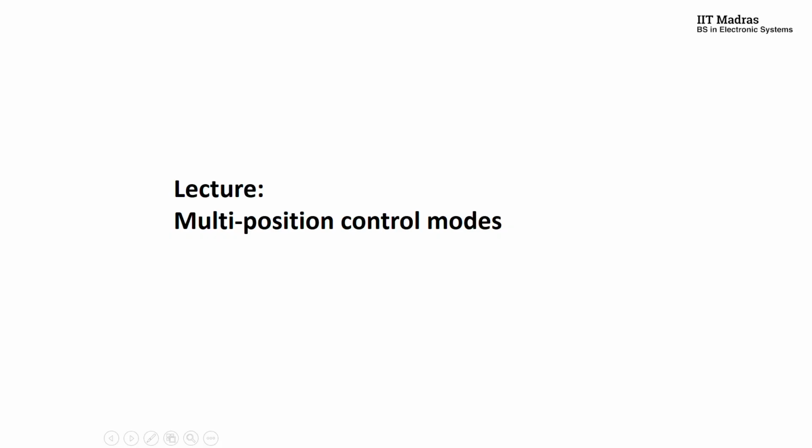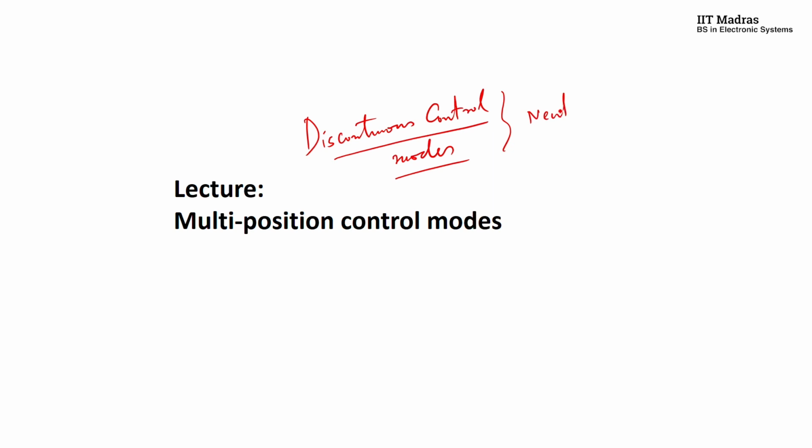Hello friends, let's continue our discussion on discontinuous control modes. Okay, so we were discussing discontinuous control modes, right? And the first discontinuous control mode was on-off control mode, which we discussed in the last module. And we talked about something called a neutral zone.